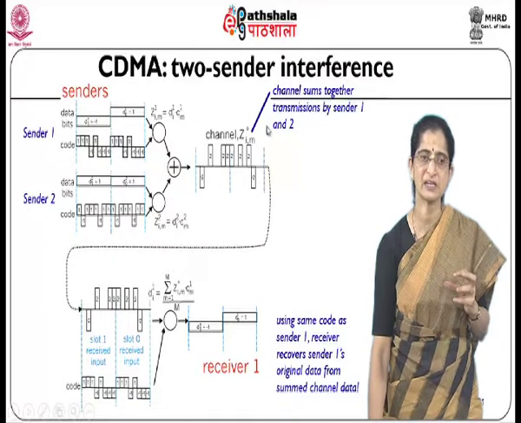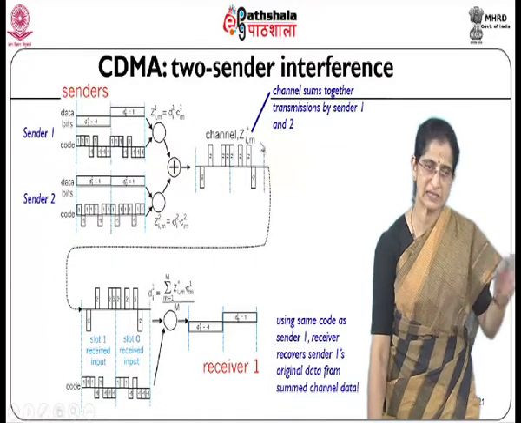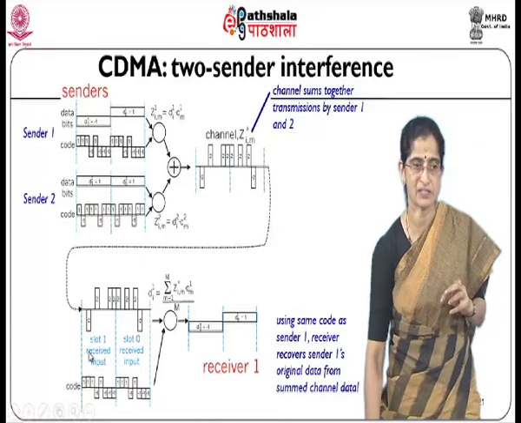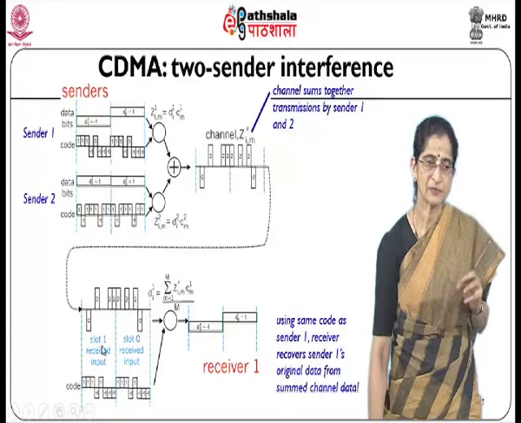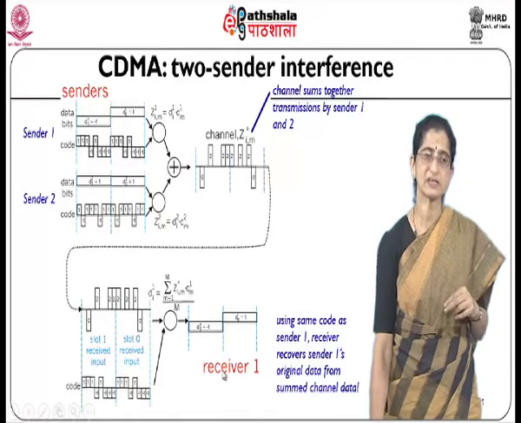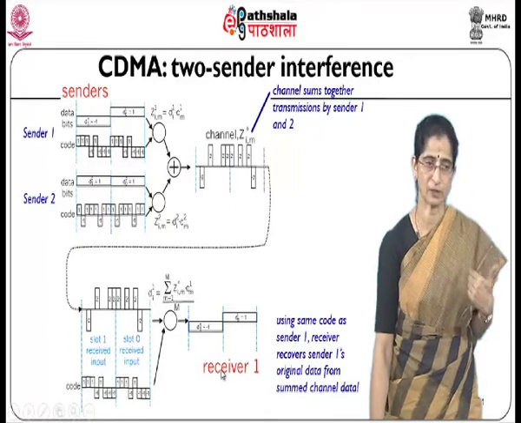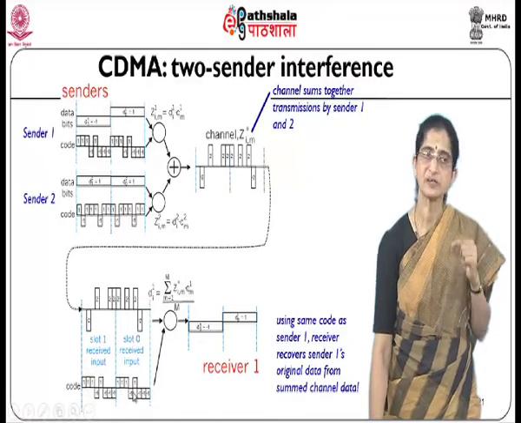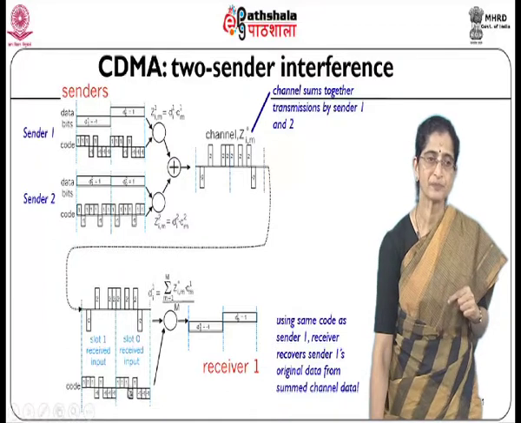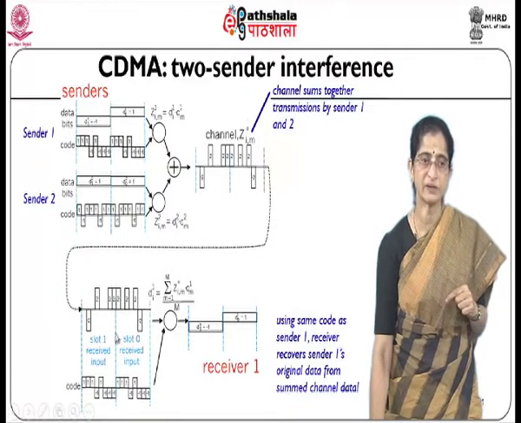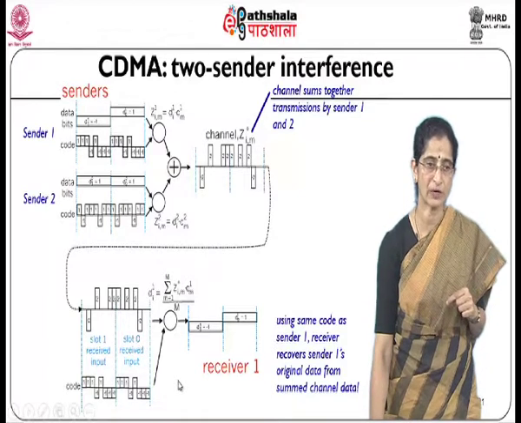So the channel basically sums together the transmissions by sender 1 and sender 2. Now this summed output is what will actually be transmitted. So when this is transmitted, let's look at how receiver 1 will be able to receive the data. Let's say receiver 1 wants to receive the data from sender 1. So what does he do? He will use the code of sender 1 and do the same inner product with the data that is received. So look at what will happen in that case.